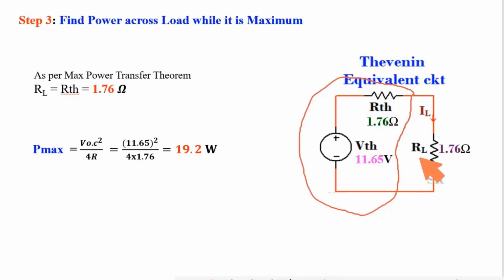To get the maximum power at load, according to the Maximum Power Transfer Theorem, load resistance should be equal to Thevenin resistance, that is 1.76. And using the formula to get maximum power, I got maximum power at load is 19.2 watt. Now checking it in simulation, whether I am getting the same value 19.2 watt or not.